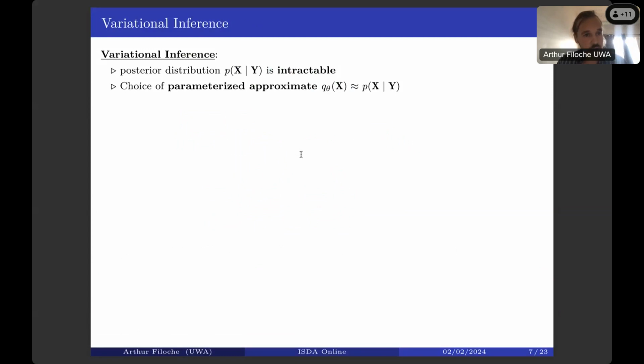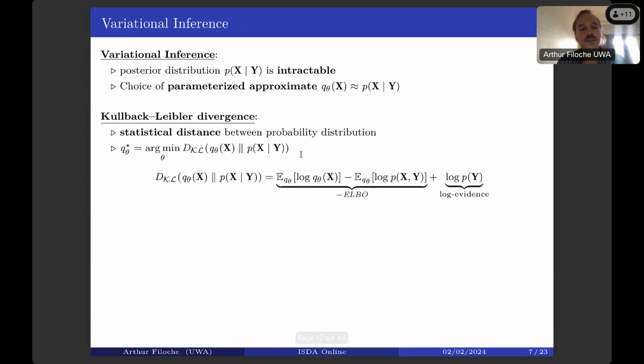Now, if we look at what's done in variational inference, ideally we would like to recover the full posterior of X knowing Y, but it's intractable, usually for combinatorial reasons. And variational inference tackles this issue by introducing a parameterized approximation of the posterior and estimating the parameters of this posterior by minimizing a statistical distance, usually the Kullback-Leibler divergence.